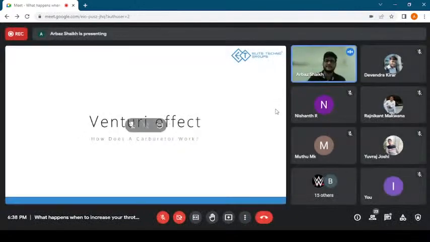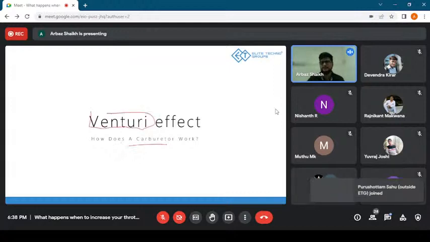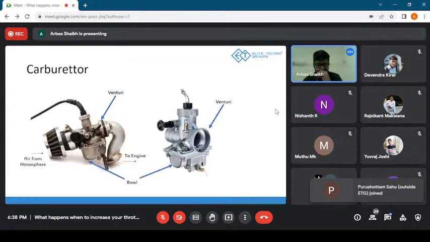Venturi effect and how does a carburetor work, right? So essentially, we are talking about how the carburetor would work, and the key point to notice in that would be the Venturi effect, right? So first of all, this is what a carburetor looks like, right?